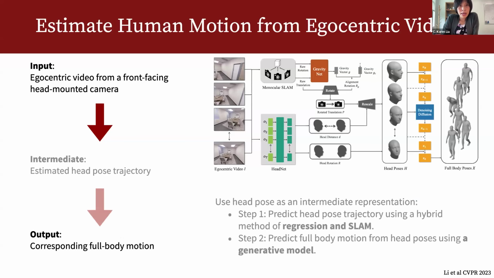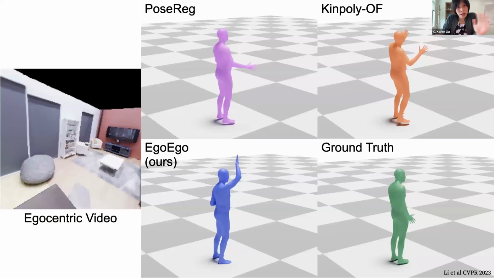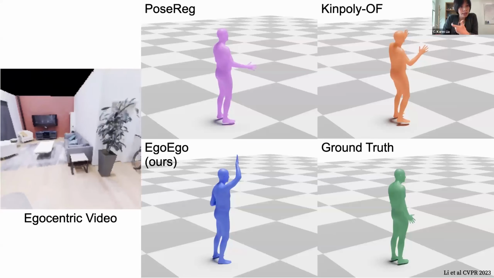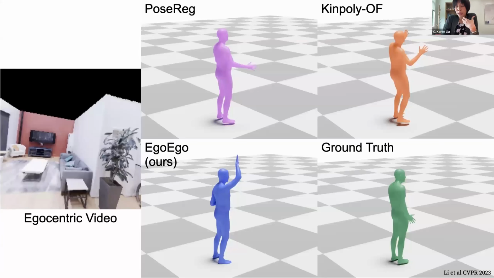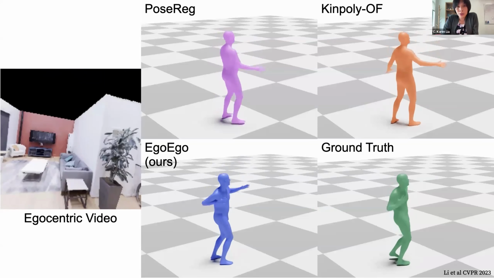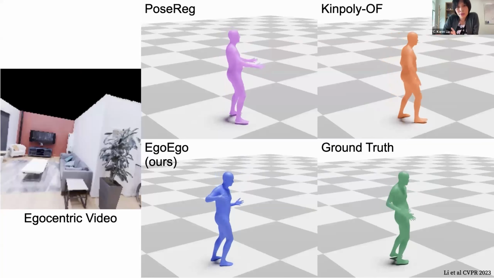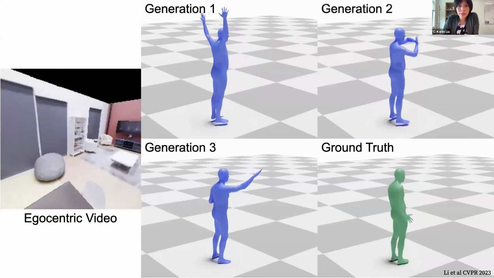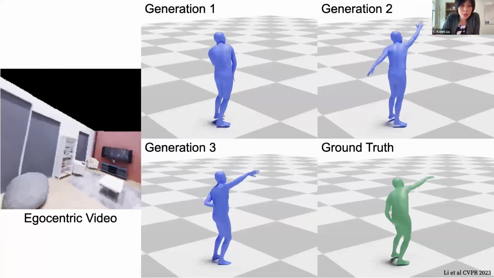So if I tell you that this is the video on the left side, the video the agent is seeing right now, what would be the corresponding full body human motion? And here our result is shown in blue with a comparison to the green, which is the ground truth. And here is another example. So this is an underdetermined problem.